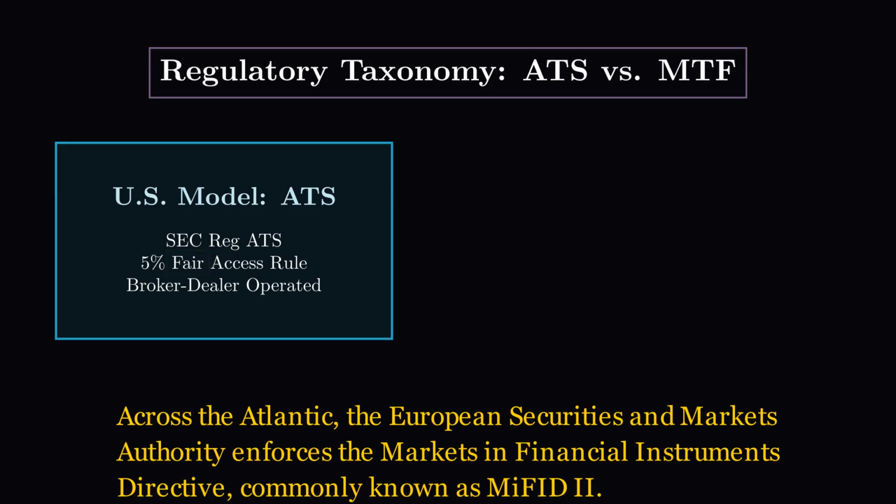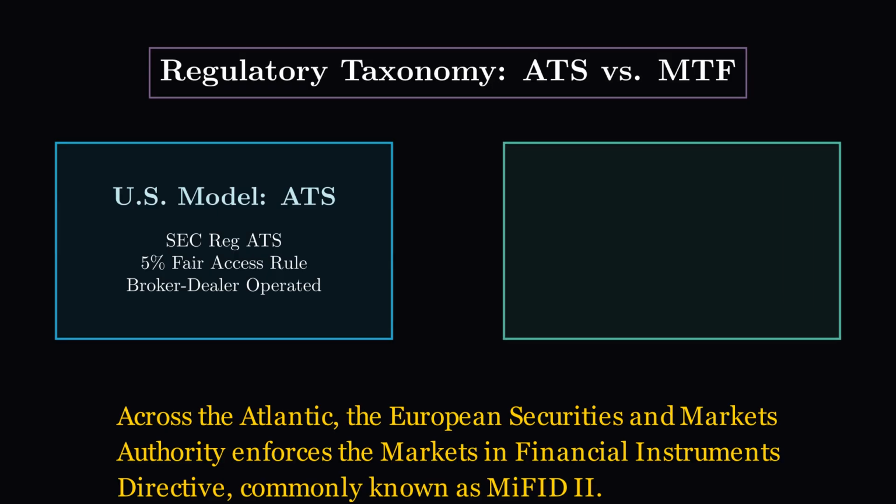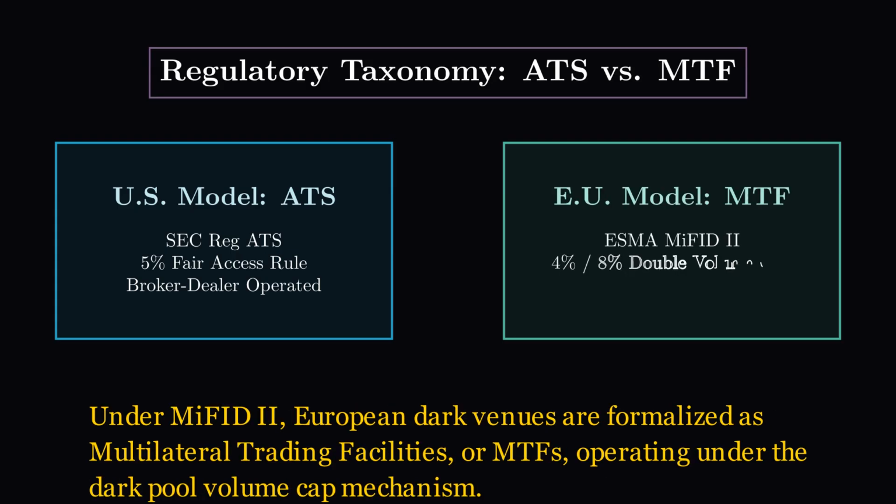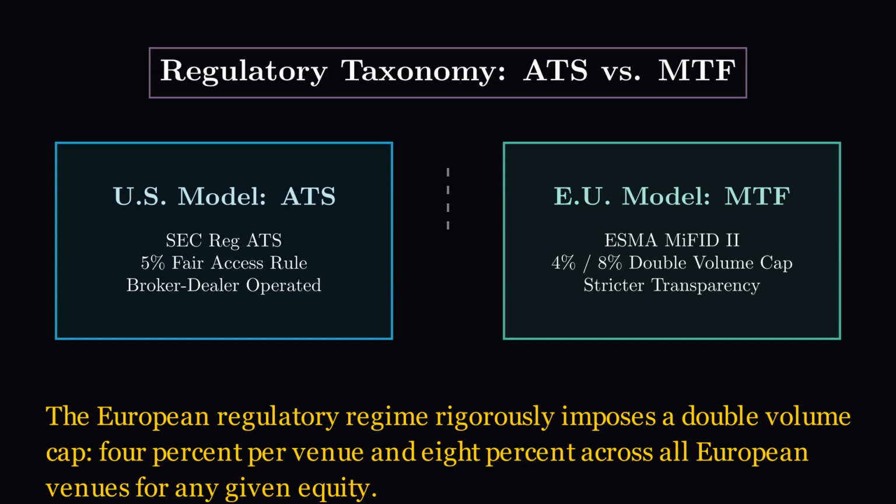Across the Atlantic, the European Securities and Markets Authority enforces the Markets in Financial Instruments Directive, commonly known as MiFID II. Under MiFID II, European dark venues are formalized as multilateral trading facilities, or MTFs, operating under the dark pool volume cap mechanism. The European regulatory regime rigorously imposes a double volume cap, 4% per venue and 8% across all European venues for any given equity.